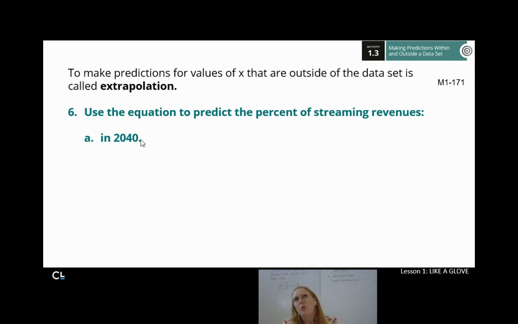Now, if it's 2040, we said that our X was the number of years since 2010. Well, 2040 is 30 years down the road, right? From 2010. So I'm going to say that X equals 30. I'm going to plug it into my equation, my lovely equation from earlier. So 5.6 times 30, which gives me 168. And if I add 4.9, I get 172.9%. Wait a minute. 172.9% of our streaming revenue, that feels odd, doesn't it?